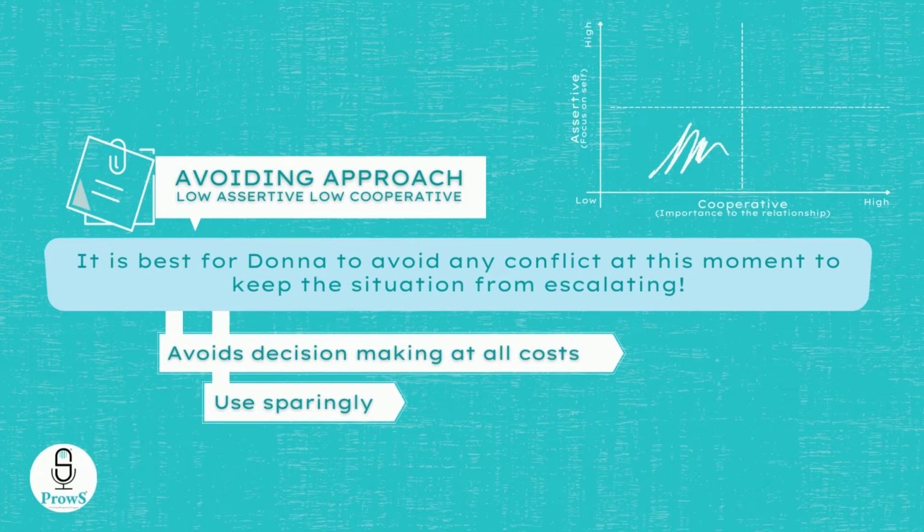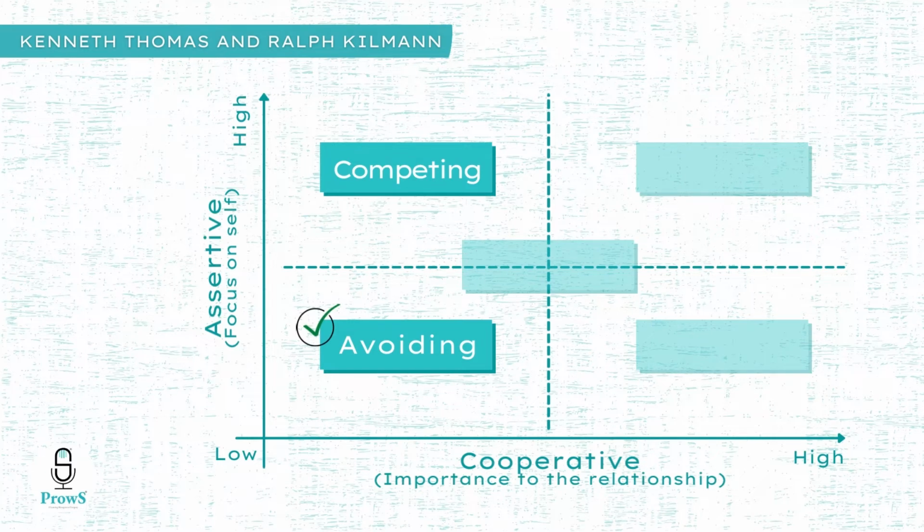Let's look at the second approach, the top left corner. High assertive but low cooperative. This conflict management style is called competing. A competing conflict management style focuses only on self, and it pays no regard to the other side's arguments. In Donna and John's case, Donna could have focused on getting her way without paying much attention to John's needs.